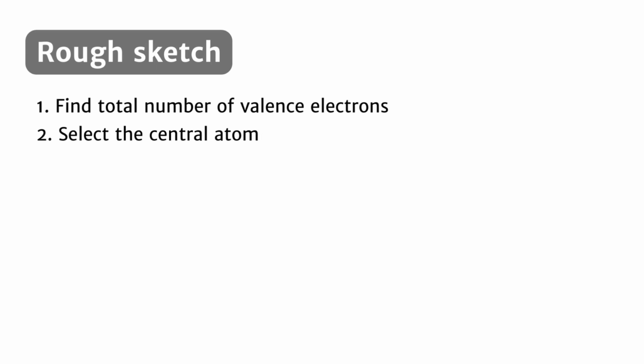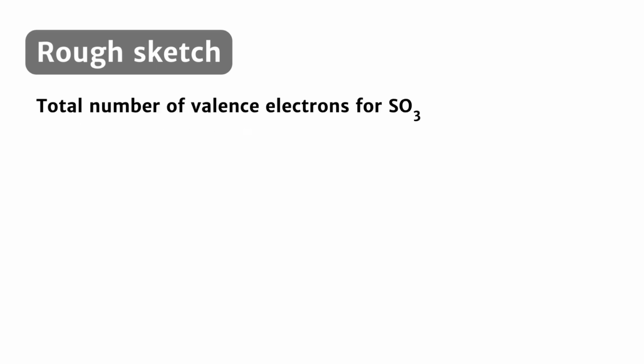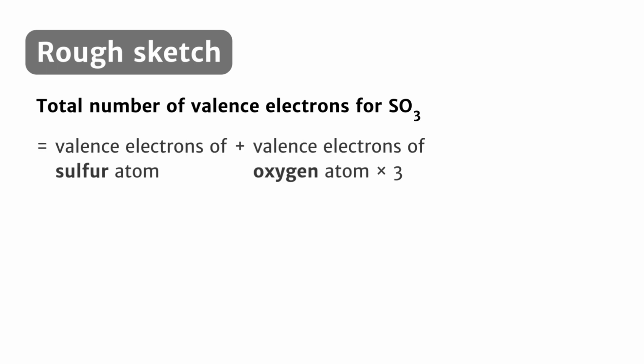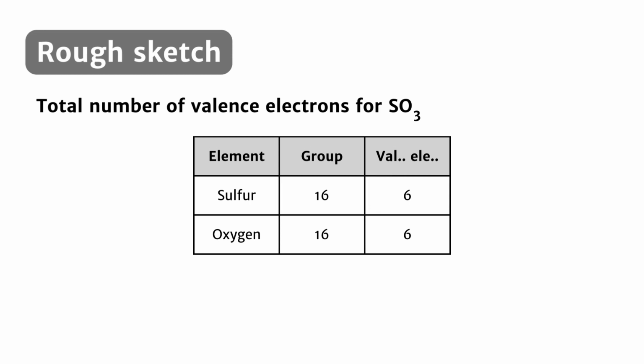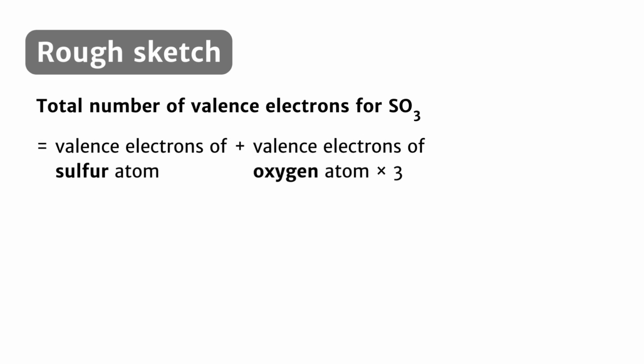atom. The total valence electrons in SO3 can be calculated by summing the valence electrons of each atom. Both sulfur and oxygen, members of group 16, contribute 6 valence electrons. With 1 sulfur and 3 oxygen atoms in SO3, the total valence electrons calculation is 6 for sulfur plus 6 for oxygen multiplied by 3, resulting in a total of 6 plus 18 equals 24 valence electrons for SO3.